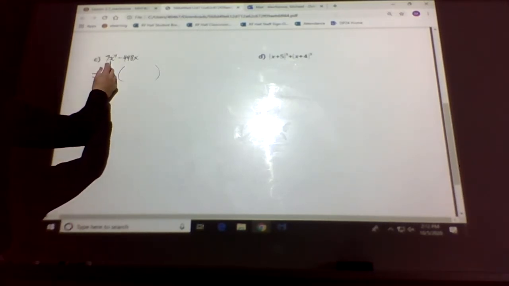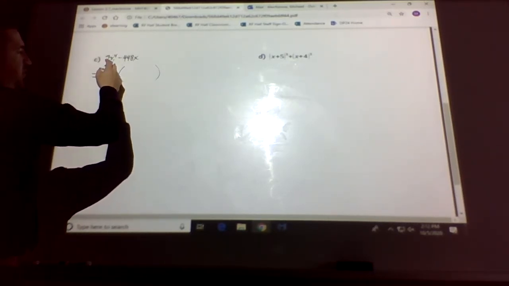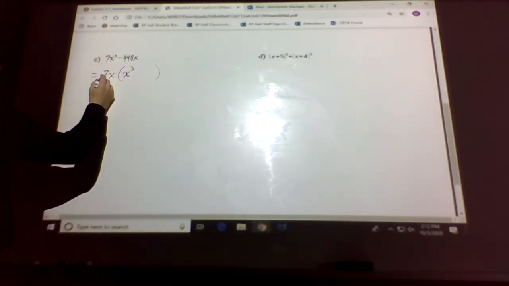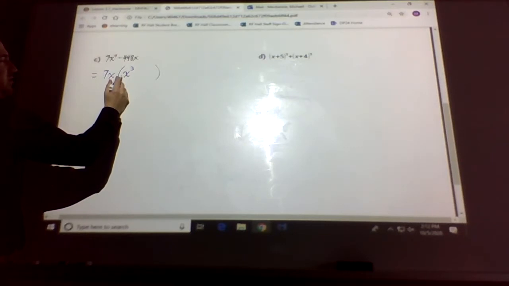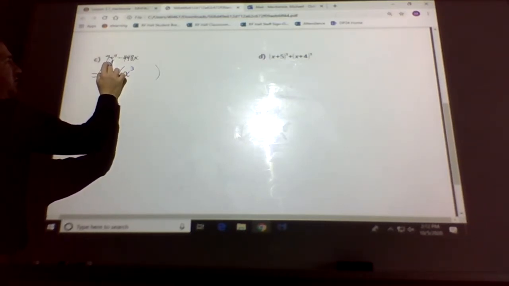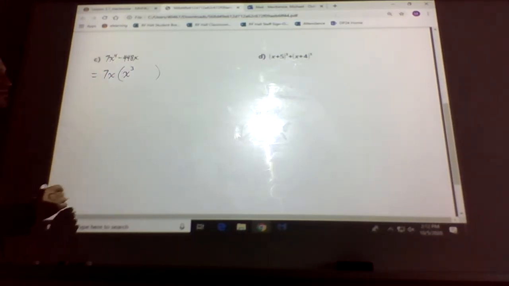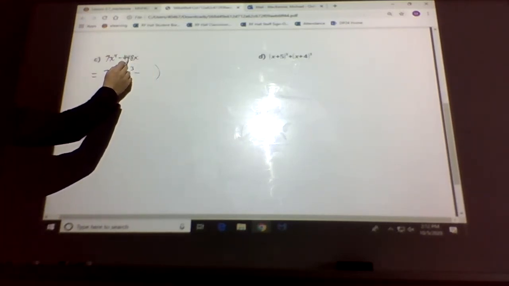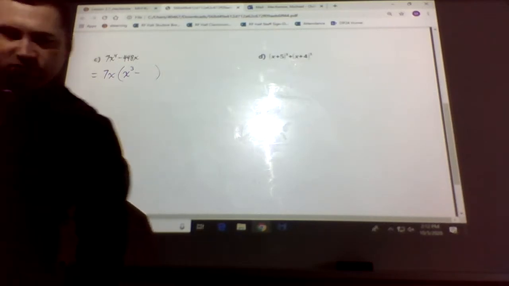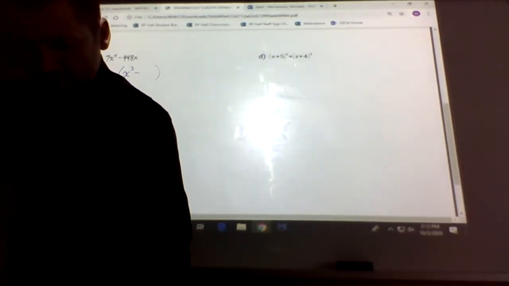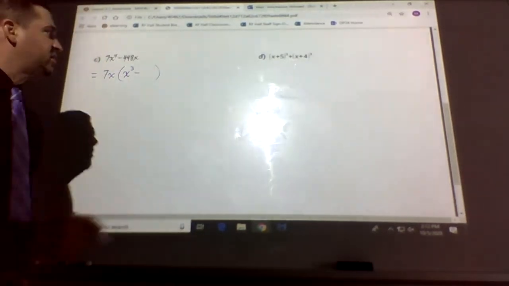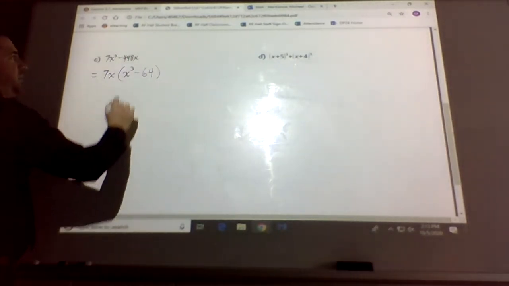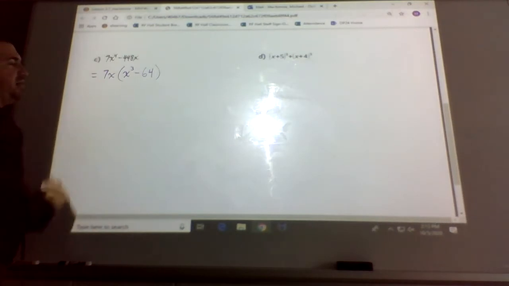Okay, so if I take out a 7x from the first term, I get x cubed. So 7 divided by 7 is 1. You don't need to write the 1. And if I take out an x from x to the 4, I'm left with x cubed. Subtract 448 divided by 7. I don't even know what that is. 448 divided by 7 gives you 64. So 64. And if I factor out an x, I don't have any x's left.